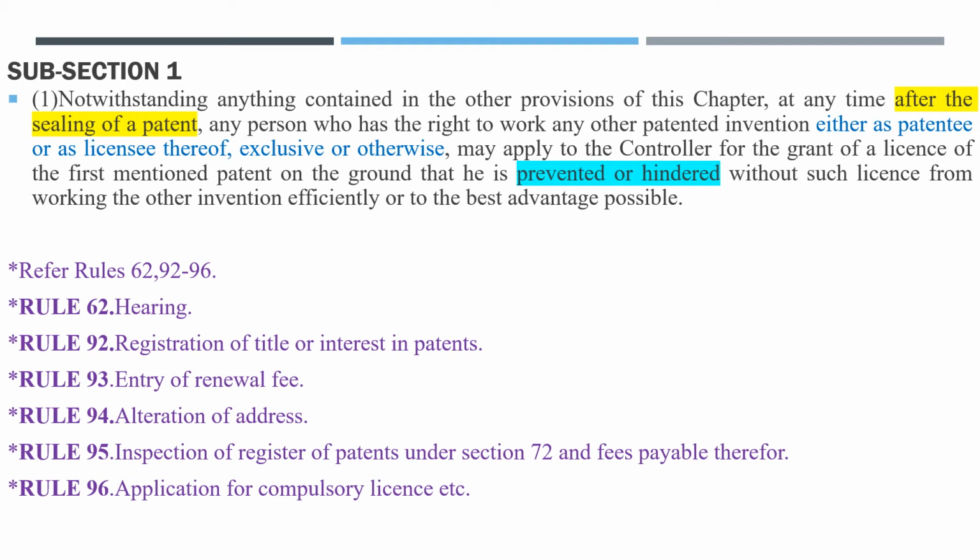They may apply. That means either the patentee or the licensee may apply to the controller for the grant of a license of the first mentioned patent on the ground that he is prevented or hindered. That means the reason or the ground is that he shows that he is prevented or hindered without such license from working the other invention efficiently or to the best advantage possible. As he is not getting the best advantage, that's why he is applying for this kind of application. I hope it is pretty much clear now. We can proceed to the next subsection.